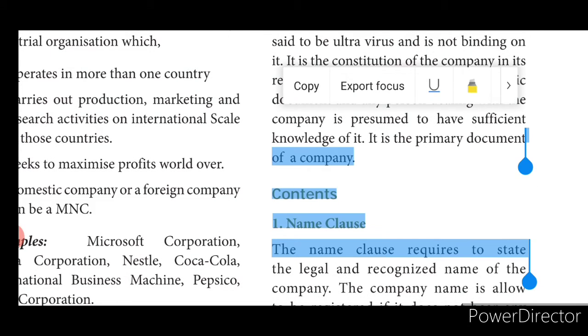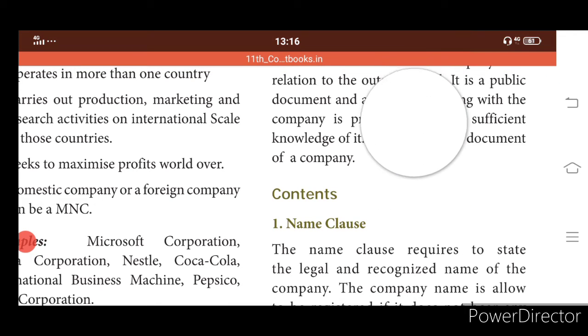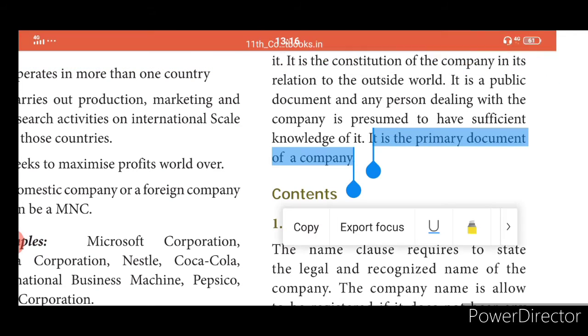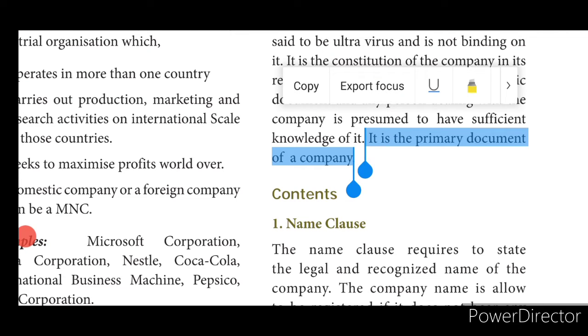It is the primary document of a company. Very simple. I already told you one of the primary and fundamental documents is the memorandum of association, isn't it? This is one of the most important points, so you can even get it for 1 mark. Dash is the primary document of a company. That is, the memorandum of association is the primary document of your company.